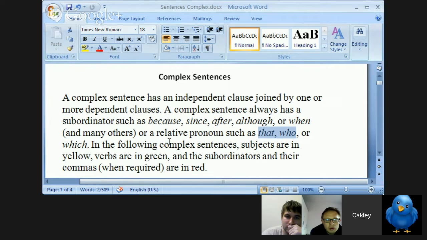Okay, we're going to look at some examples. In these examples, the subject nouns, who did the action, are going to be highlighted in yellow. The verbs are highlighted in green, and the subordinators and their commas, when required. We have to keep in mind, when we're making complex sentences, the rules about punctuation with commas. Anyway, the subordinators are in red.